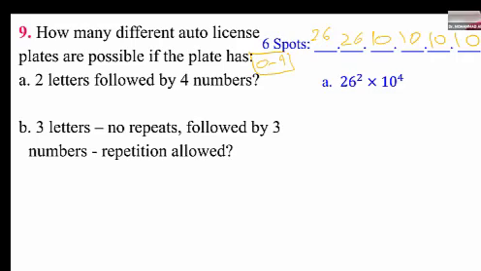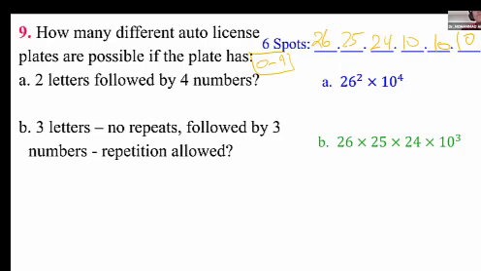Now we have 3 letters. They cannot repeat, and we can go with numbers that there is no restriction. So in that case, we still have 6 spots. So 3 letters. The first one is 26. Since we can't repeat it, it goes down to 25, and it goes down to 24. And then 3 numbers, no restrictions. 26 times 25 times 24 times 10 cubed.